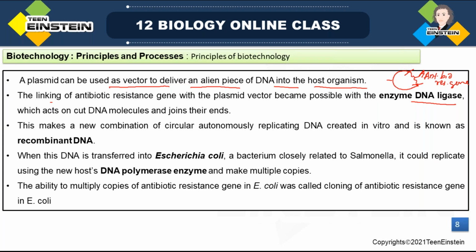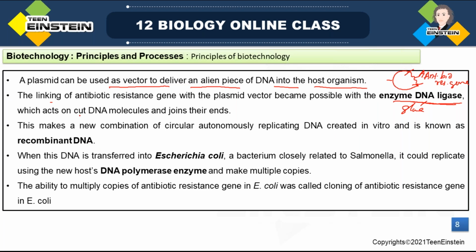this antibiotic resistant gene, and we can't stick it directly with the plasmid vector. So with the help of the enzyme DNA ligase. Restriction enzymes are called molecular scissors. These are glue, molecular glue, enzyme DNA ligase. DNA ligase is for joining purpose. Molecular scissors, restriction enzymes, are for cutting.